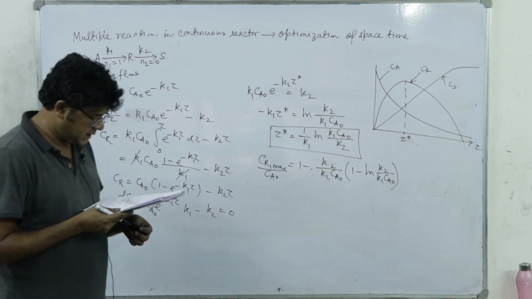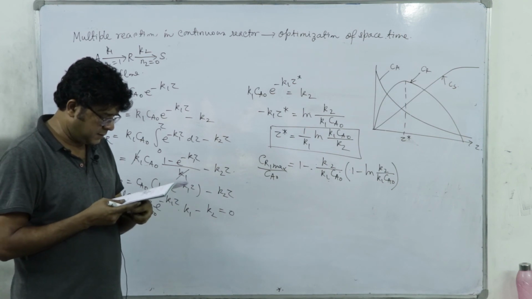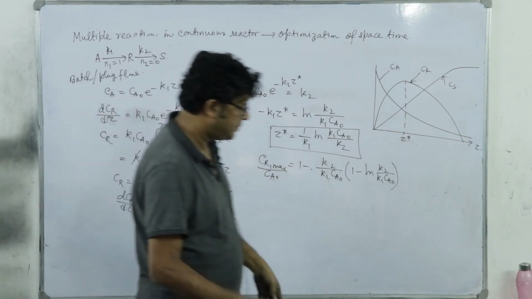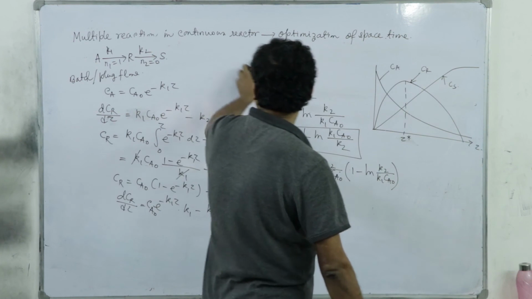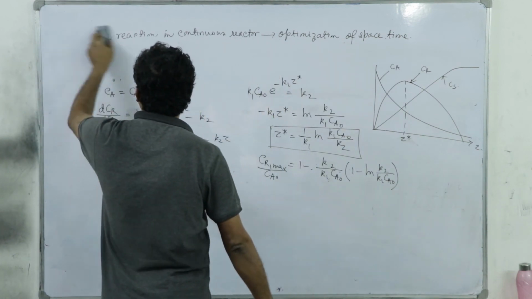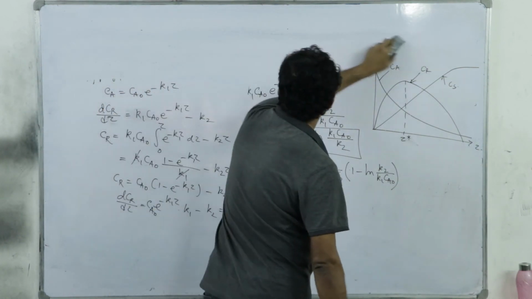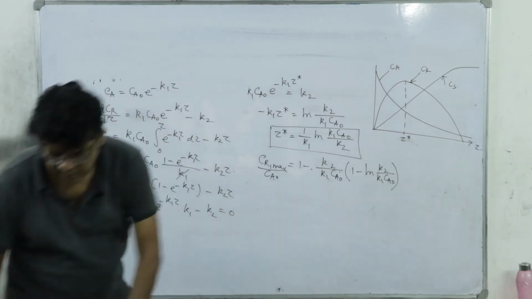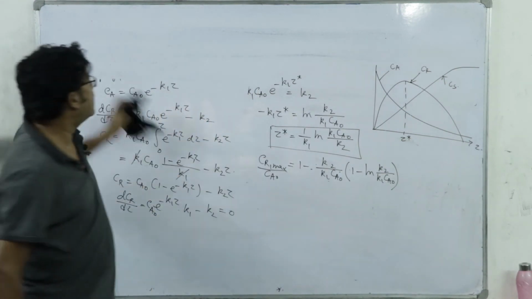Now let's solve another problem. This is an elementary liquid phase series parallel reaction, right? And we have to optimize the space time. This is exactly a GATE problem. Optimize the space time for CSTR.